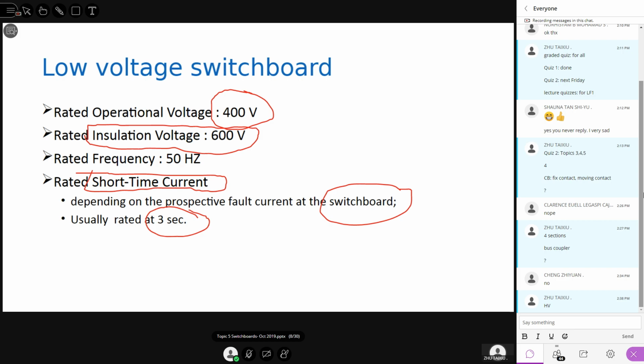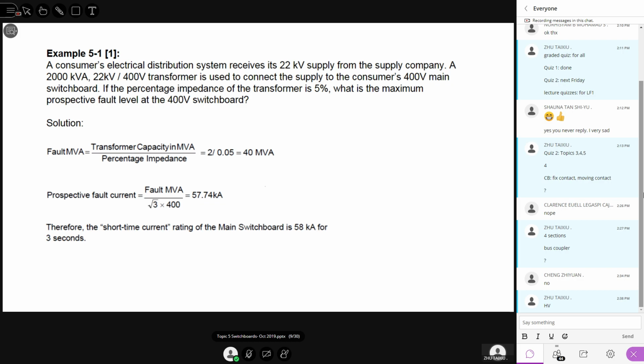Now, actually, because the spec doesn't say the fault current will go through the switchboard for more than 3 seconds, right? So that's the meaning of rated short time current. I think some of you still remember the similar short time current for circuit breaker, the same thing. So that's the low voltage switchboard parameters.